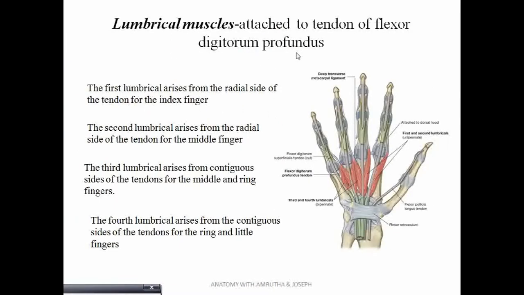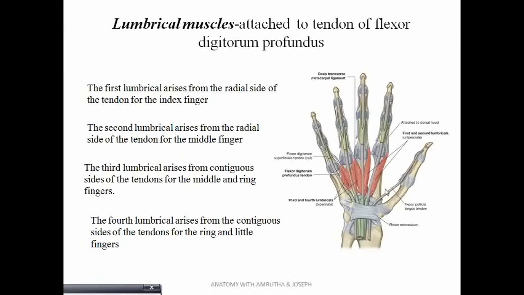Lumbricals. Lumbricals muscles, they are attached to the tendon of flexor digitorum profundus. The meaning of lumbrical is worm, worm-like. So this muscle looks like a worm, small muscles, and they are attached to the flexor digitorum profundus tendons. The first lumbrical arises from the radial side of the tendon of index finger.